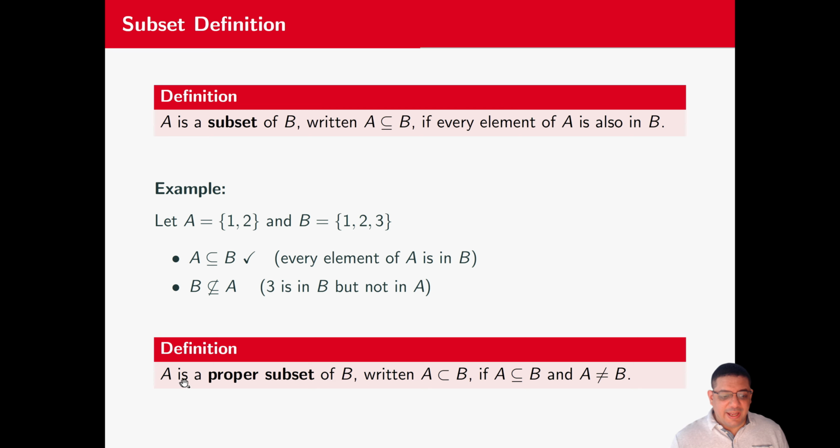Now, we have that A is a proper subset of B, written A ⊂ B, if A is a subset of B and they are different. Like in this particular case, A is a proper subset of B.